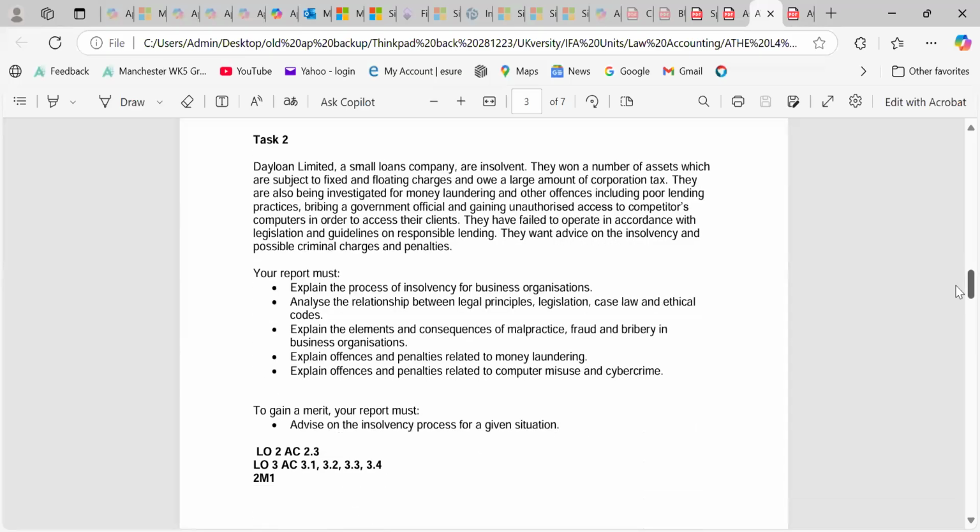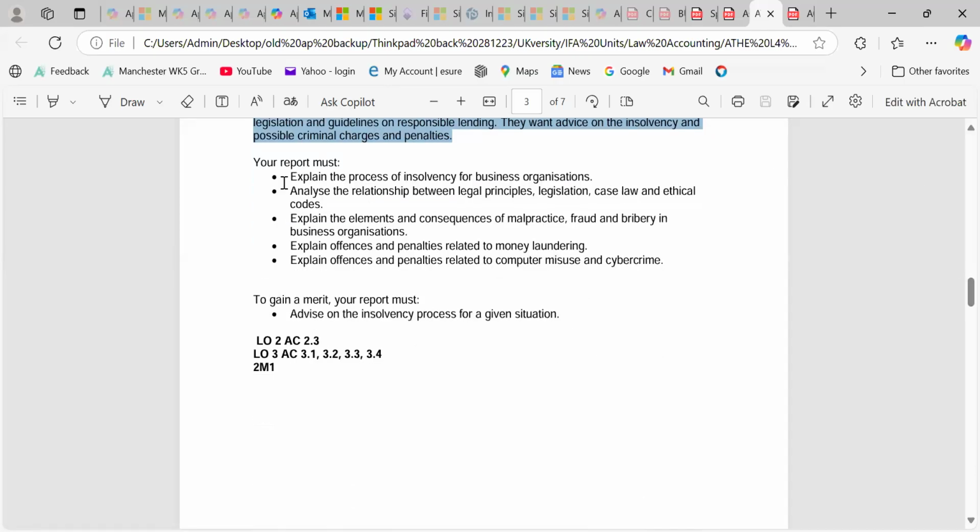Go down to task two. If you read the scenario, in this case it is a small loan company, and this is all about insolvency. So please explain the element, explain the offenses, the parties in money laundering, and what sort of cyber crime, computer crime. These are all things we can pick from the book and write in our own words, and that will meet the criteria.